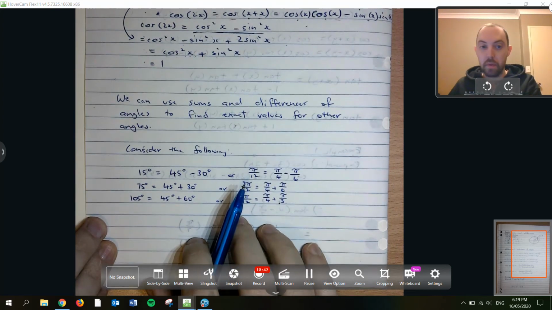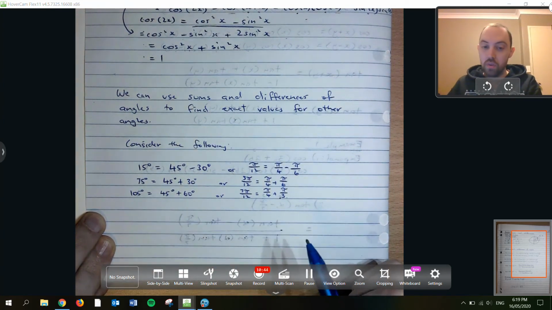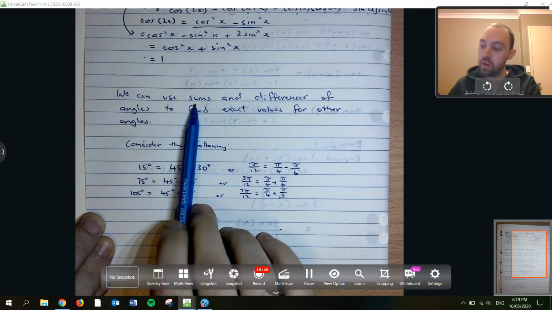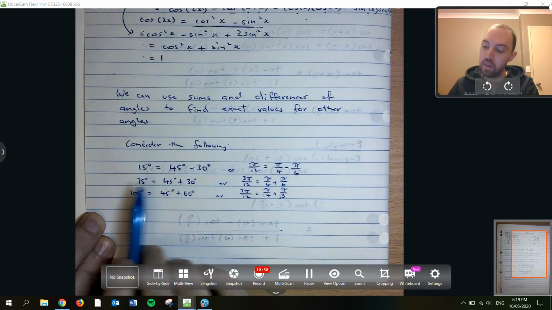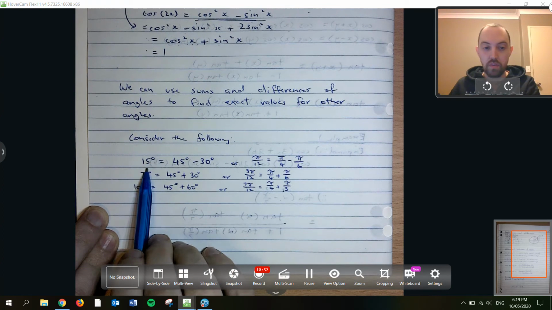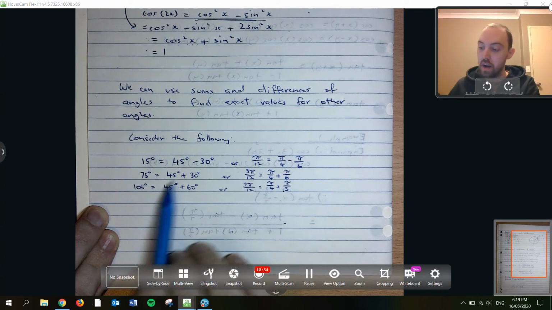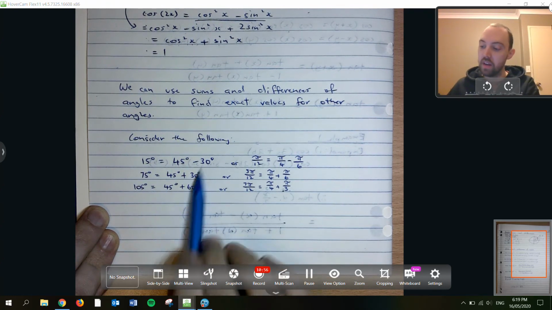Now before we continue to the next couple of examples, we can use these sum and difference angles to find exact values for other angles. So, for example, we could do 15 or 75 or 105 from the angles and exact values that we know.